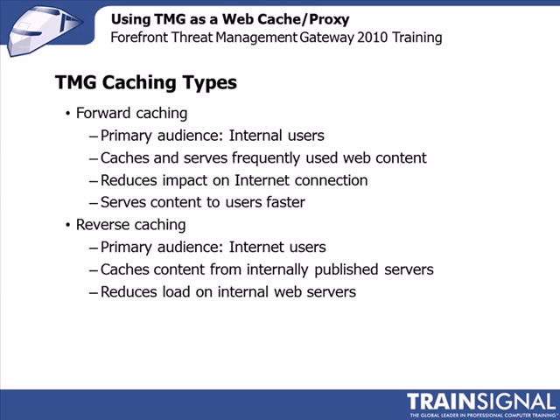So this is basically someone in the accounting department going out and browsing the Wall Street Journal and having the content served from the cache on the Threat Management Gateway server instead of from the Wall Street Journal site directly.